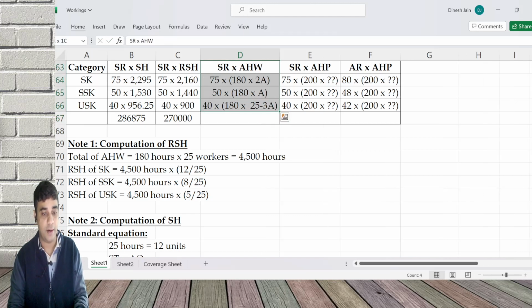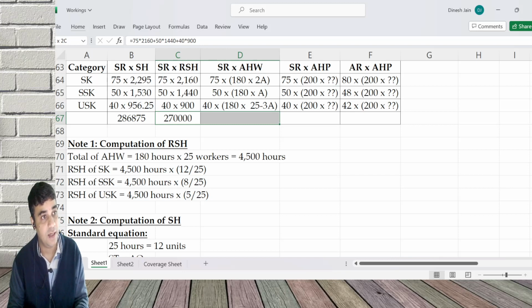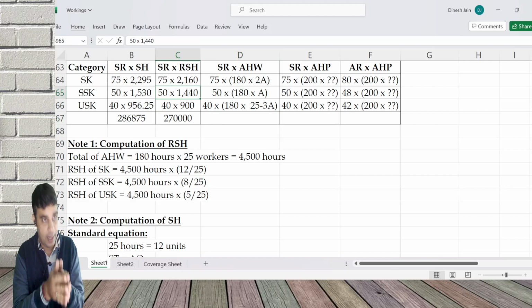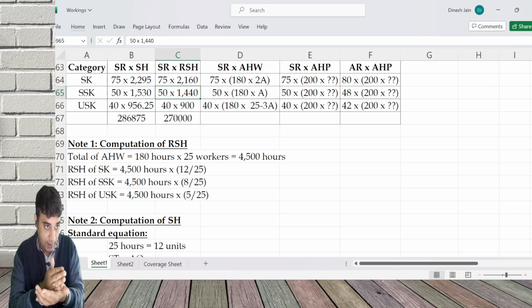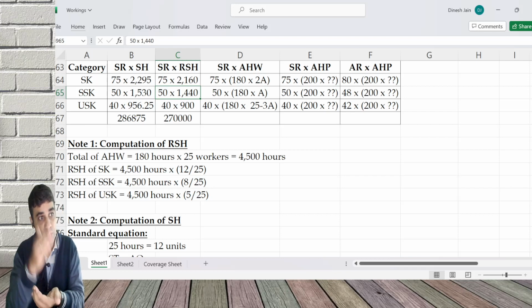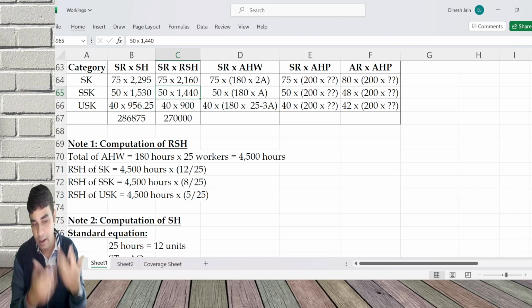In your notebook, you need not write this. This minus this is the mix variance which is given in the question. That is SR into RSH minus SR into AHW. SR into RSH is 2,70,000. AHW is 75 into 180 into 2A plus 50 into 180 into A plus 40 into 180 into 25 minus 3A. We will get the answer to A after that, and the problem is over.